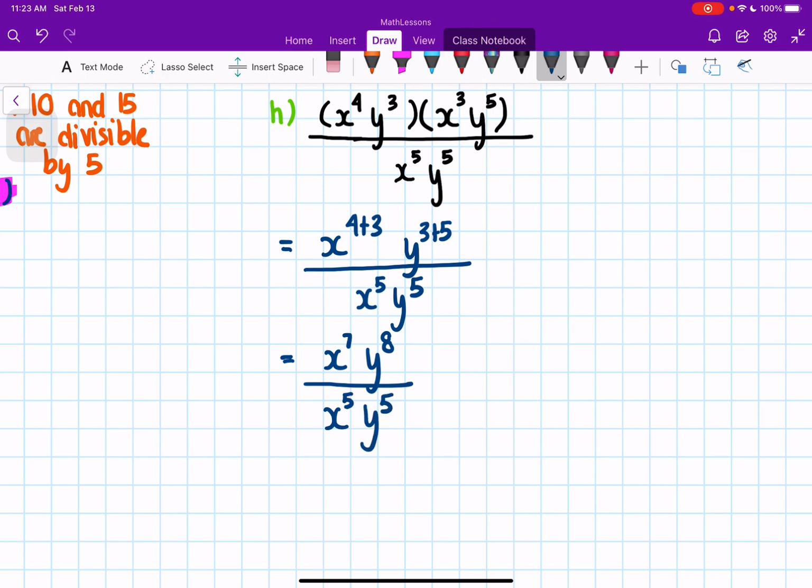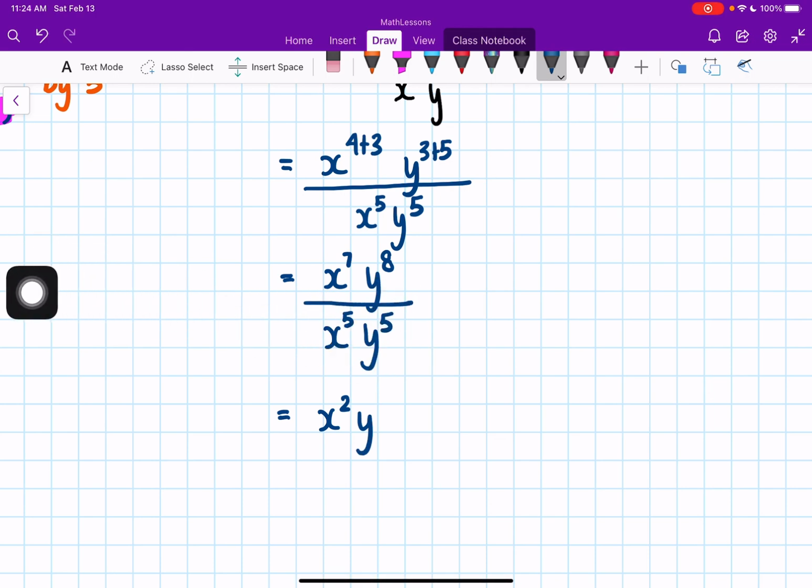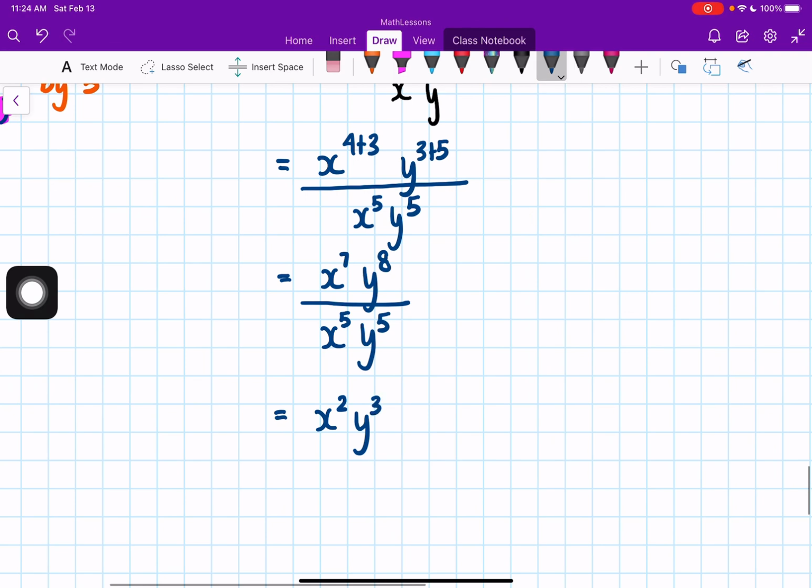And now I'm going to deal with my same base division. So the power for x at the top is 7, and at the bottom is 5, which means that I am greater at the top. So that becomes x to the power 2, because 7 minus 5 gives me 2. And then y, I have power 8 and power 5, so I'm still greater at the top, and 8 minus 5 is 3. And that is your final answer.